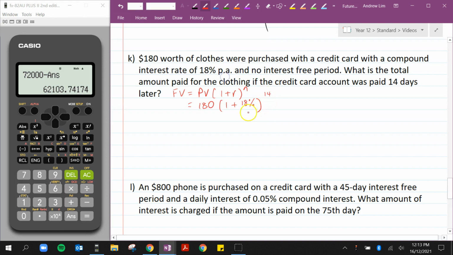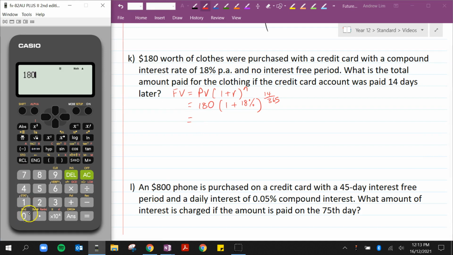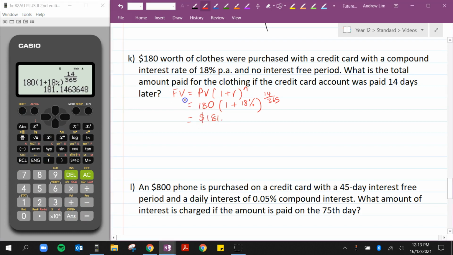So this is per annum, or per year, so we need to work out how many years is 14 days, or just 14 out of 365. So 180, 1 plus 18% to the power of 14 over 365. That's going to give us $181.15. Okay, and that's the total amount paid for the clothing if it was paid 14 days later.